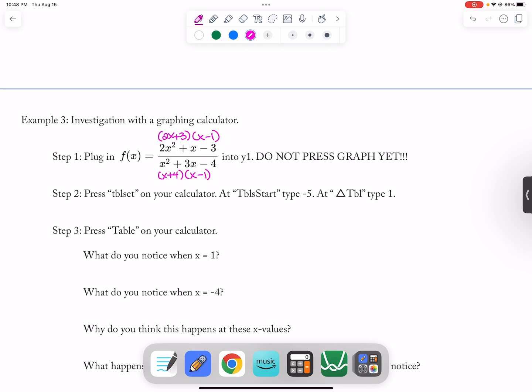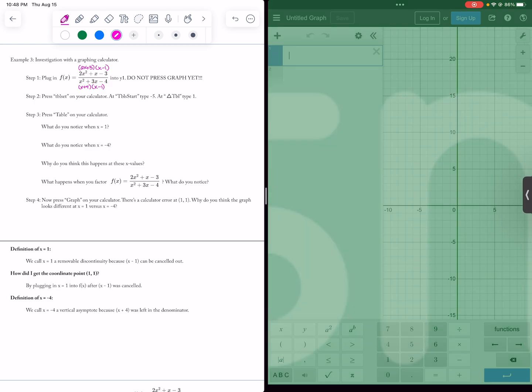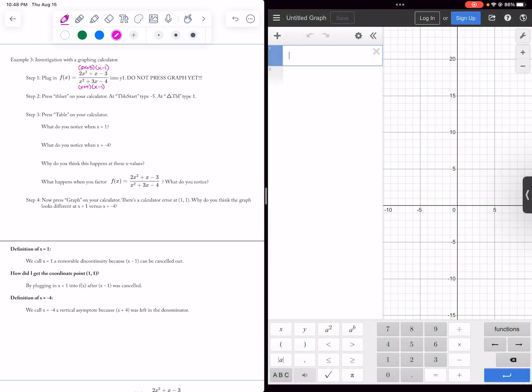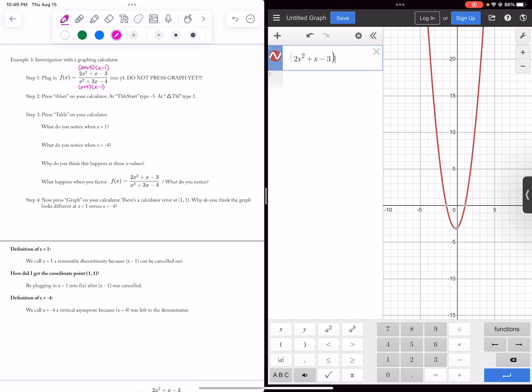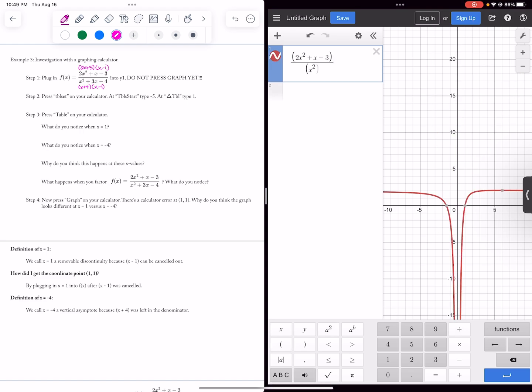Now when I graph this, let's see what happens when I use Desmos. So I have 2x squared plus x minus 3. Then we're going to put this in parentheses, and then we're going to divide it by x squared plus 3x minus 4.